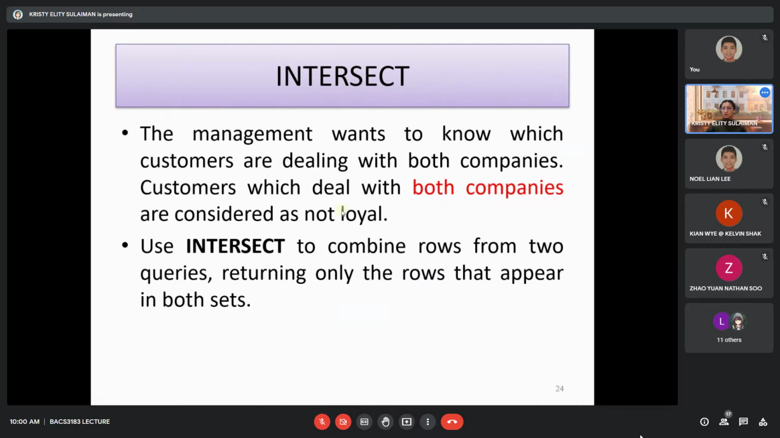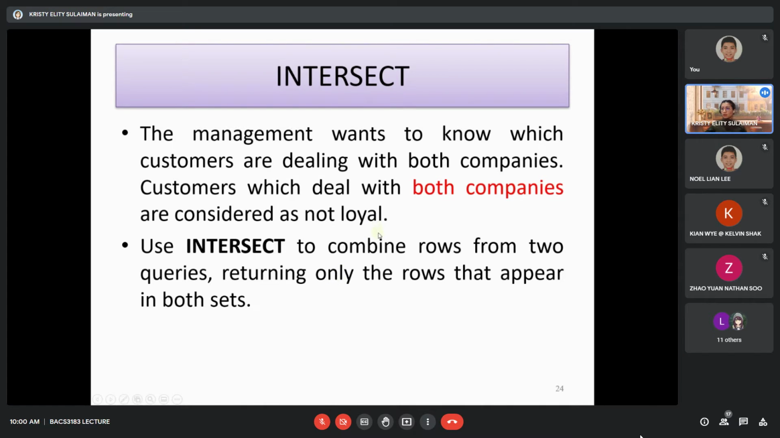So when would we want to use this operation? Let's say, for example, in this scenario, the management wants to know which customers are dealing with both companies. Customers who deal with both companies are considered not loyal. So we can use the intersection operation. We combine rows from two queries and return only the rows that appear in both sets.